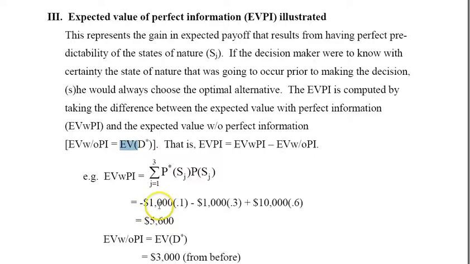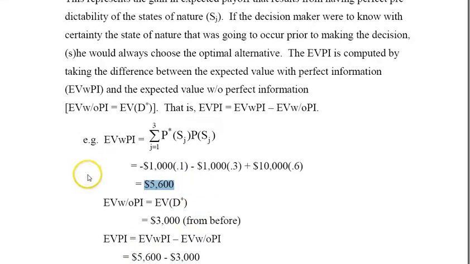If you remember, if it was rainy, the best decision would be to not set up, to cancel and lose $1,000, and that happens 10% of the time. If it was cloudy, the best thing is to not set up, again lose $1,000, and that happens 30% of the time. And if it's sunny, we set up, and that would happen 60% of the time. So that's the best we can do, and in that case, we can make $5,600 even with the uncertain state of nature, if we had this crystal ball that can predict what will happen on that day.